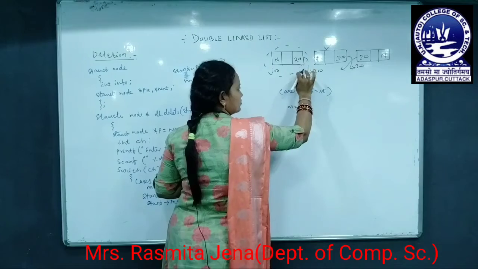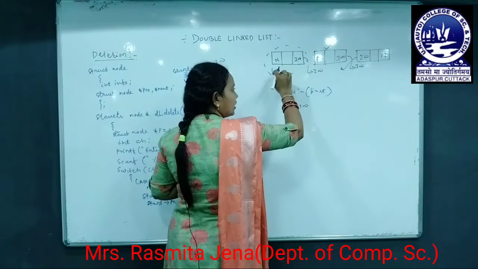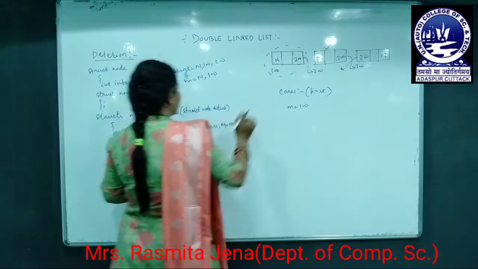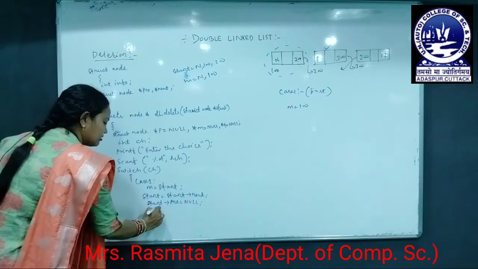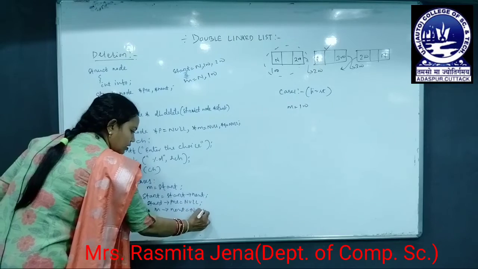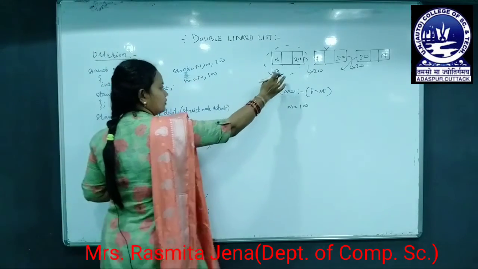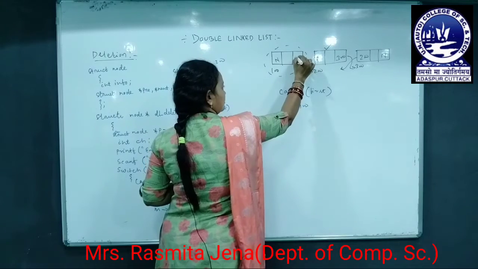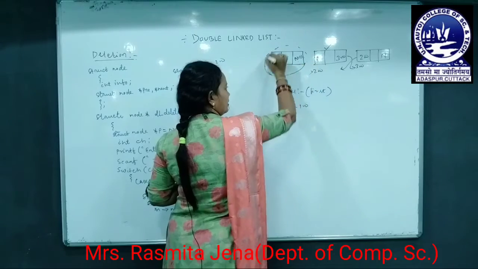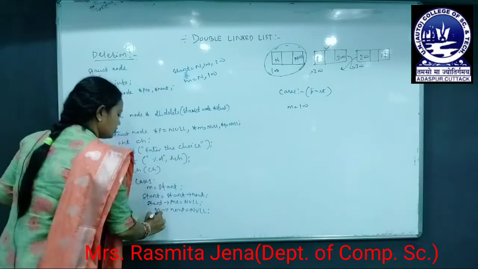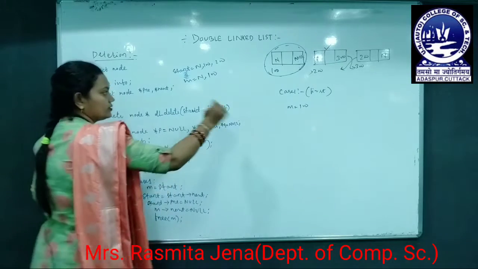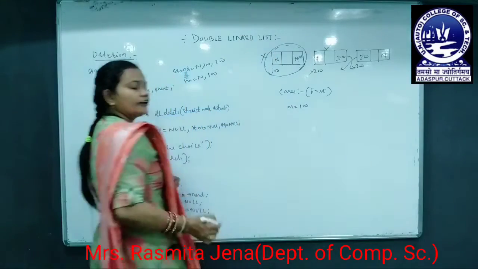So this link is removed, and now I remove this link. That means I will set a null value at the next part of 100. So 100 is contained by m. If I write m next equals to null, then this is set as null. Okay. And this link is removed. Now I can free this node. If I write free m, then this node is removed.